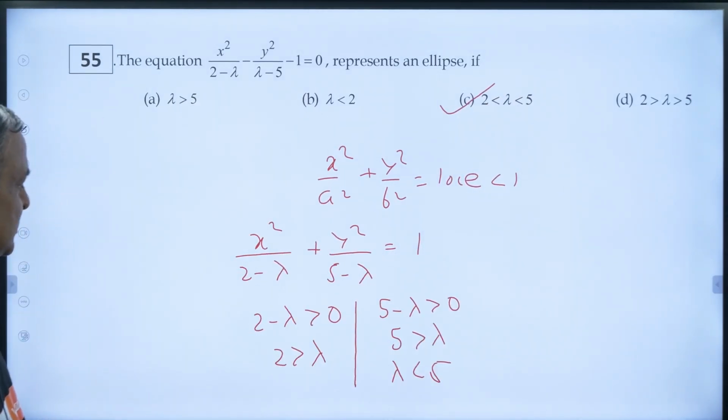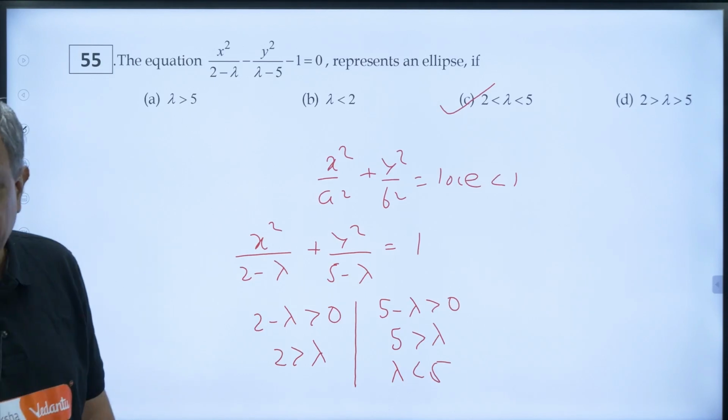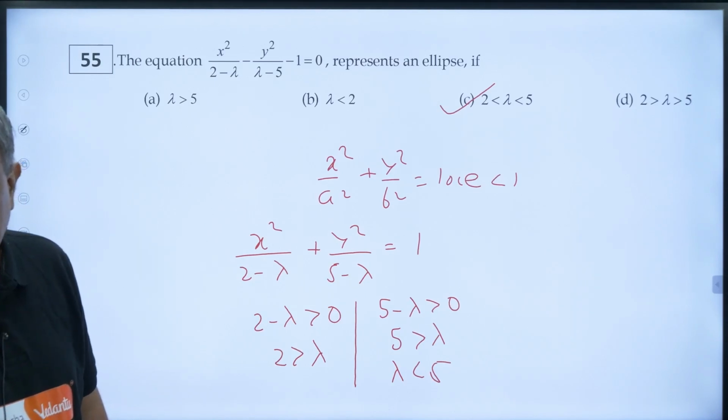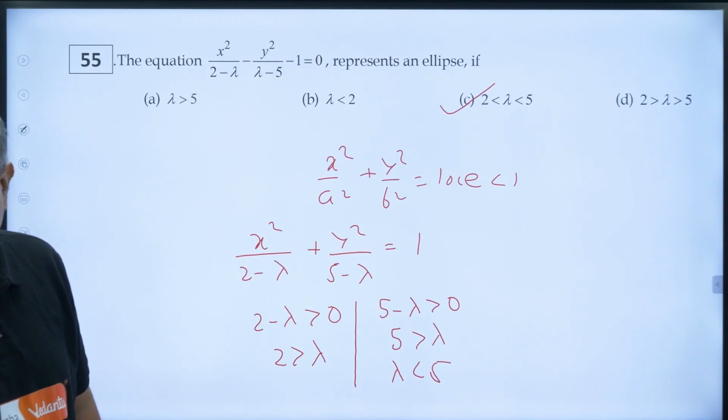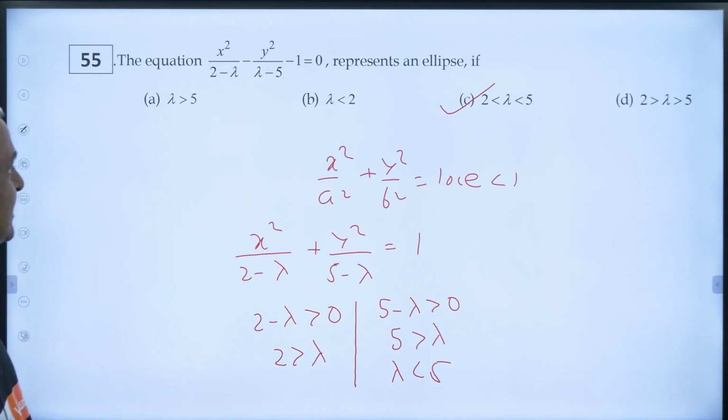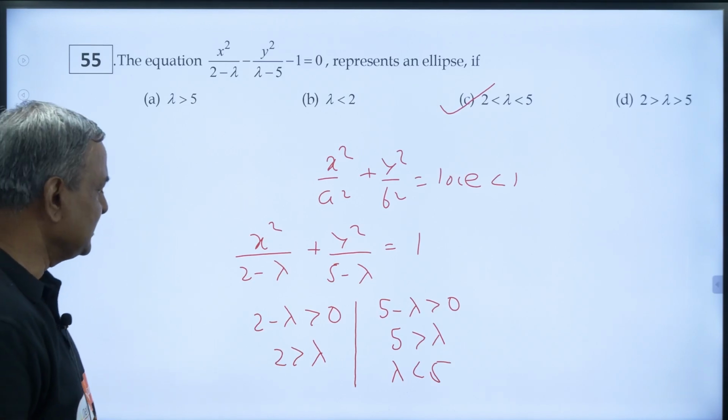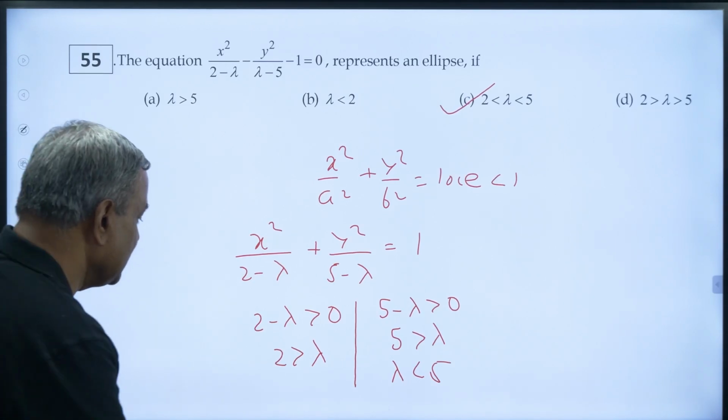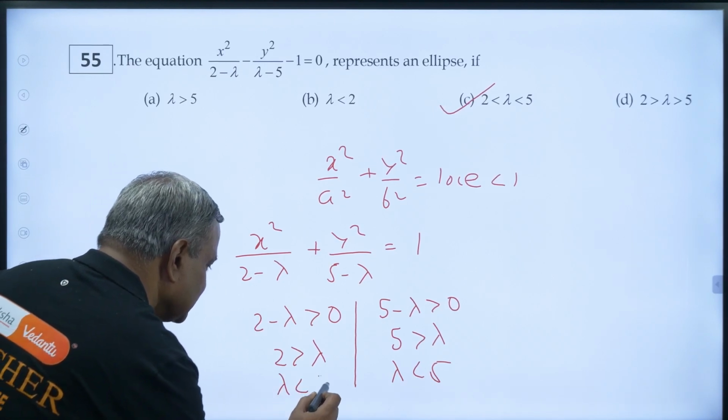2 is greater than lambda. 2 minus lambda is greater than 0, and this is correct. So you get 2 is greater than lambda, or lambda is less than 2. This will give you lambda is less than 2.